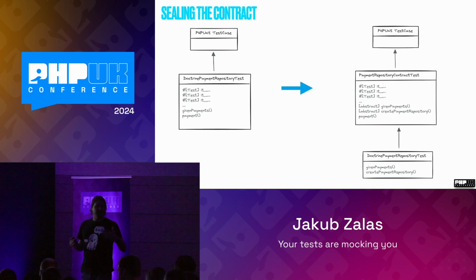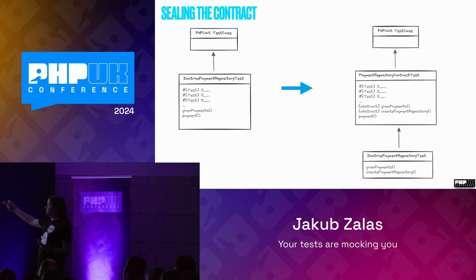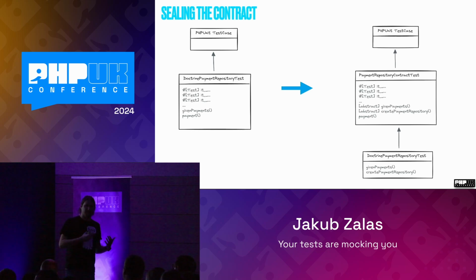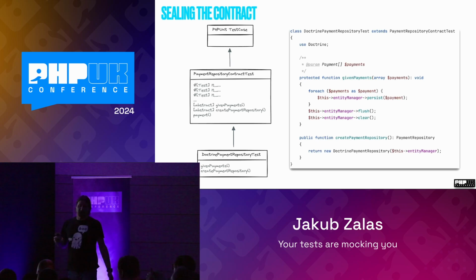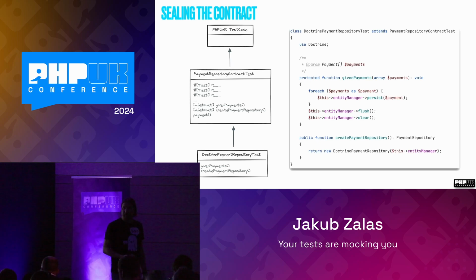Payment is there because it just creates an object. It's not dealing with the database. But given payments, create payment repository, these deal with the specific implementations, so they were made abstract and put into the actual test case. So our test case now looks like this. It extends the contract test and just sets up the instance to be tested and provides a given payments method so it can be populated.